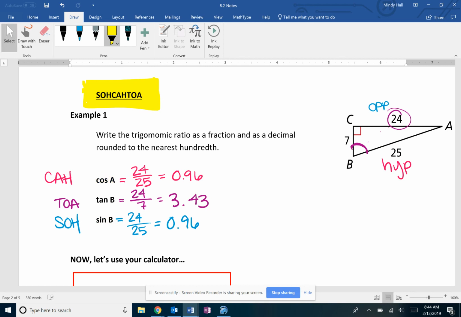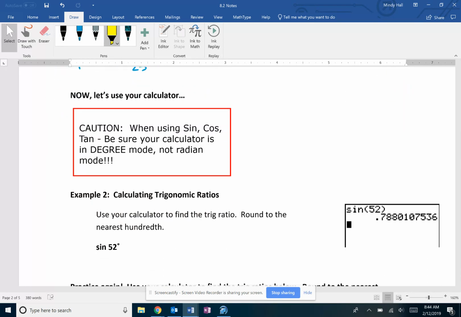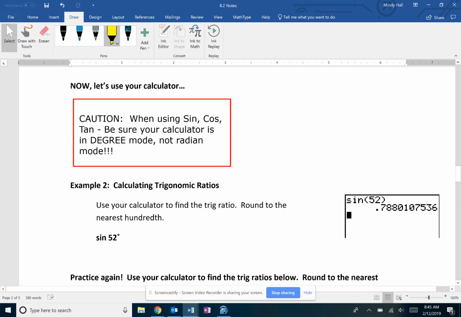So if you have to use your calculator to calculate your trig ratios, let's say you want the sine of 72 or the sine of 51 or whatever the case may be, you have to make sure, this is super important, your calculator is in degree mode. If it's not, then it's really going to mess you up because radian mode does something completely different.